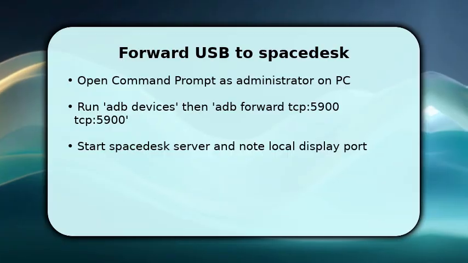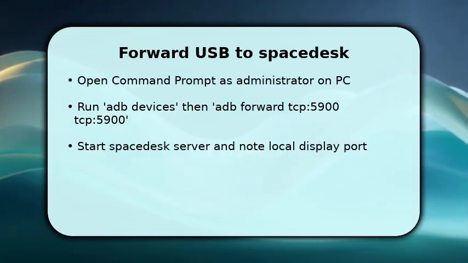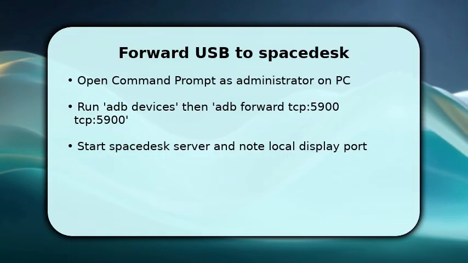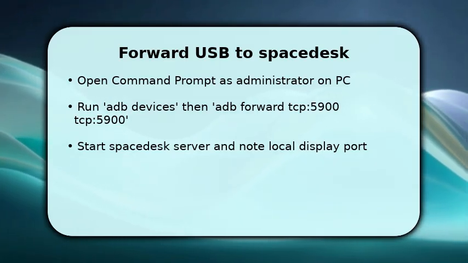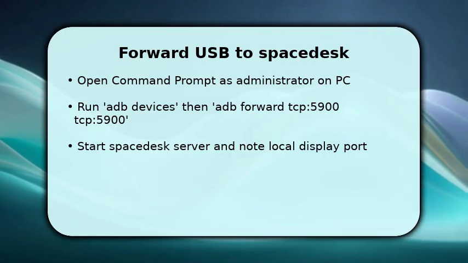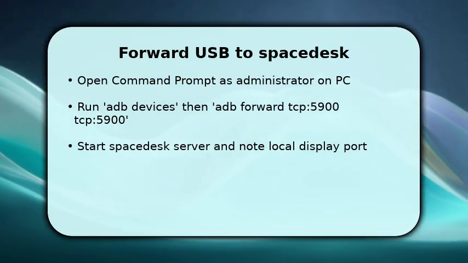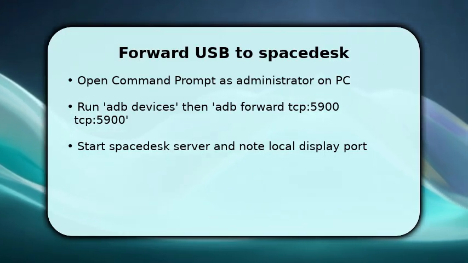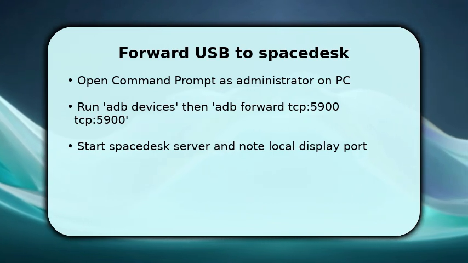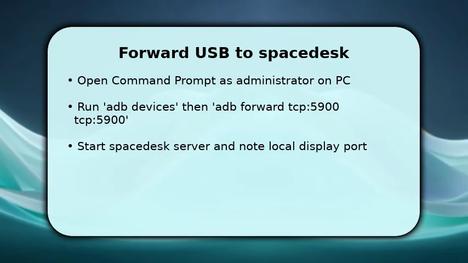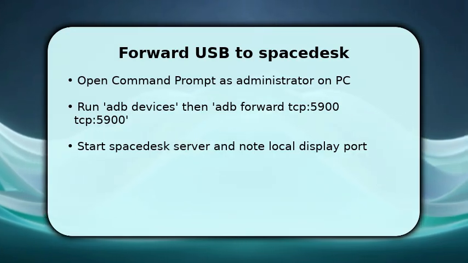Next, forward the display port by running adb forward tcp:5900 tcp:5900, so Spacedesk traffic routes through USB instead of Wi-Fi. This reduces latency and bypasses network restrictions. Then start the Spacedesk server on the PC and confirm which local port it advertises. Make sure the server is running before proceeding to the mobile app.